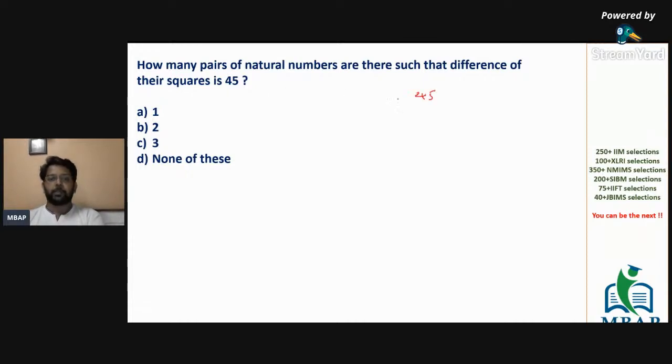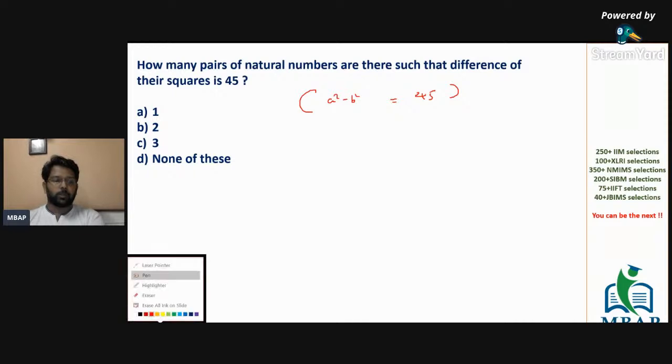So I want 45 to be rewritten in the form of a square minus b square. It says a square minus b square should be equal to 45. In how many ways can you write 45 as the difference of two perfect squares?